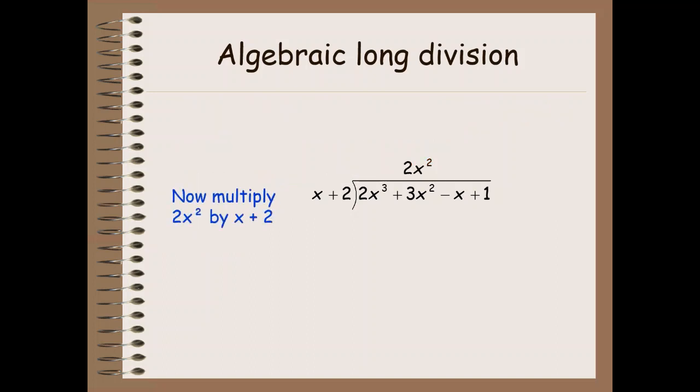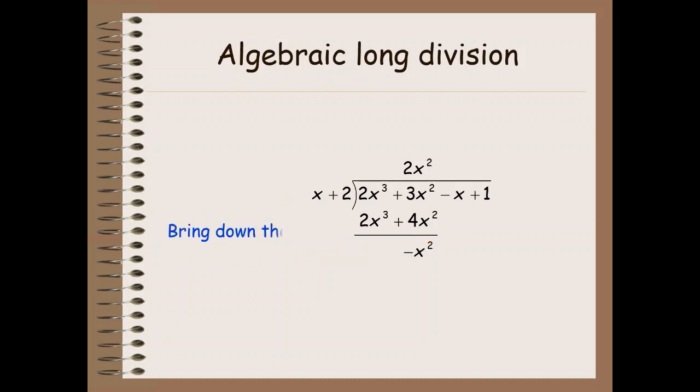Now multiply the quotient 2x squared by your divisor, x plus 2, and write it under the corresponding spots. 2x squared times x is 2x to the third, and 2x squared times 2 is 4x squared. Then you just subtract like you always do when you do division. And when I do that, the 2x to the third and 2x to the third cancel each other out. And I will have negative x squared because 3x squared minus 4x squared makes negative x squared.